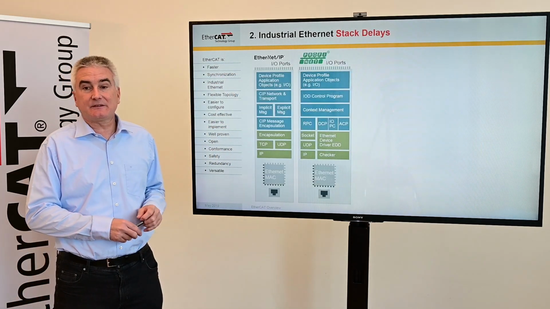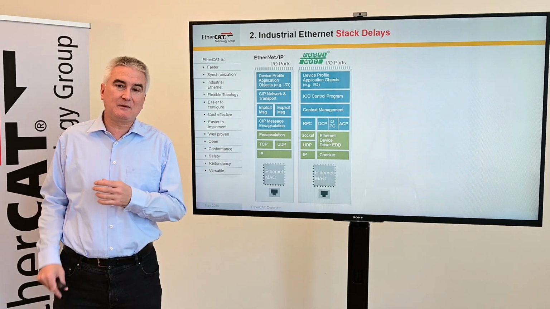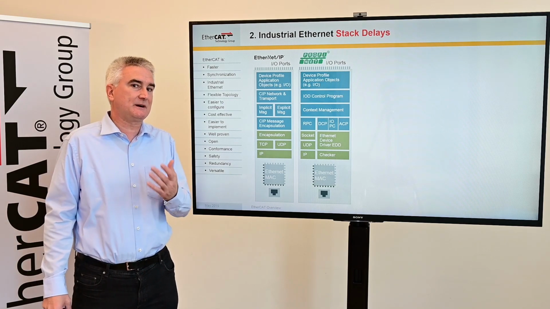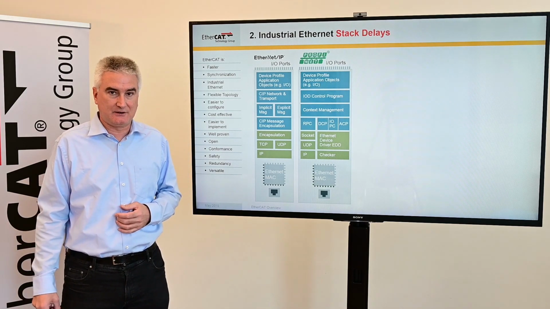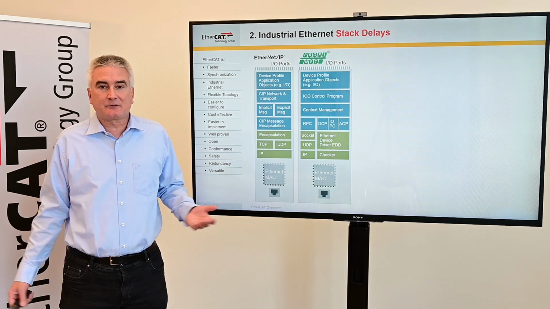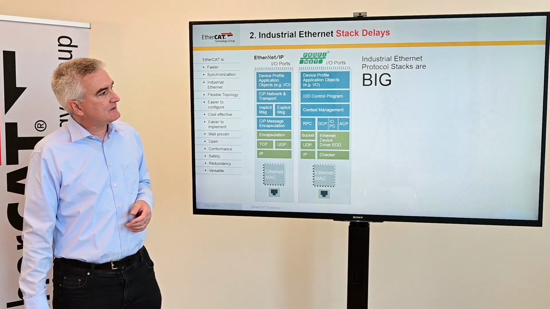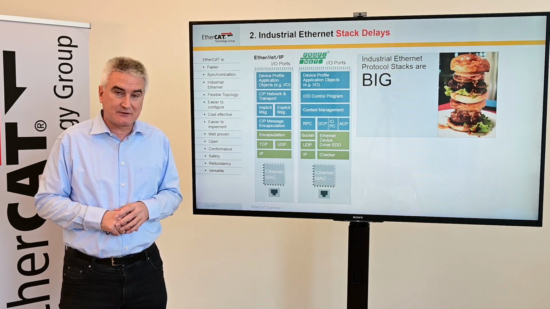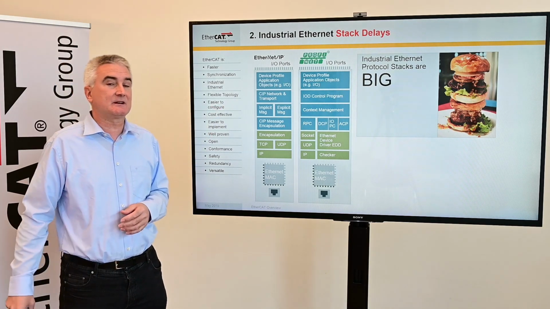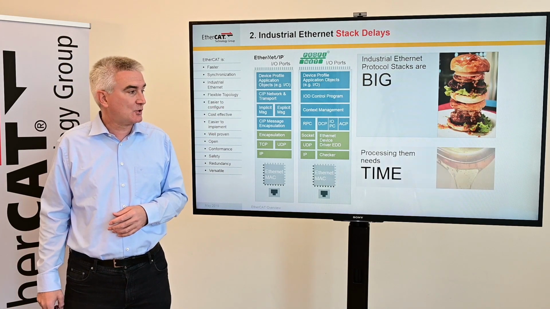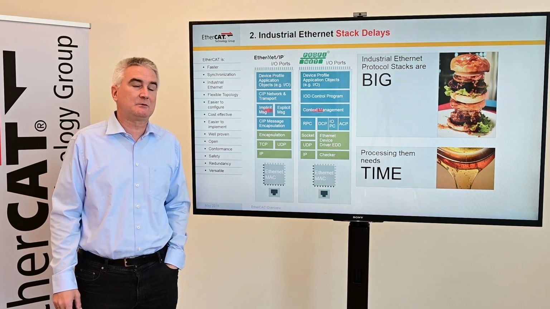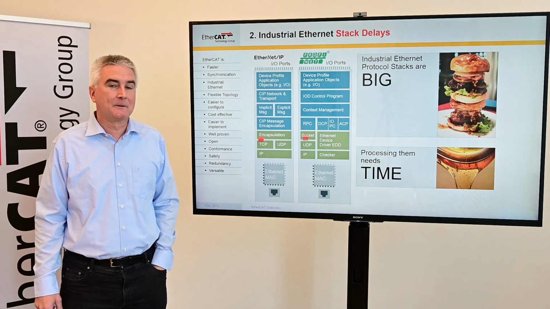The next problem is the stack delay problem, and most people even neglect that. They don't even know about it, because the assumption is that by the time the frame has arrived in the node, it's there, it's done, it's processed. But industrial Ethernet protocol stacks tend to be big. We talk about more than a megabyte of code typically if we talk about EtherNet/IP or PROFINET. And accordingly, it takes time to process these large software stacks in small embedded CPUs.